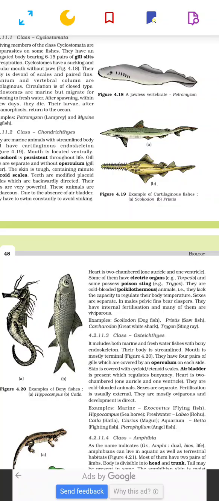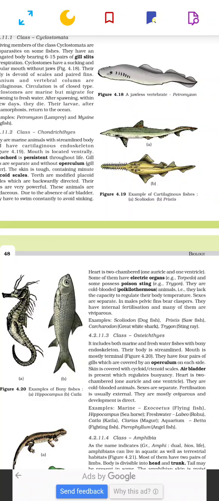Heart is two-chambered, one auricle and one ventricle. They are cold-blooded animals. Sexes are separate. Fertilization is usually external. They are mostly oviparous and development is direct. Osteichthyes are divided into three categories: marine water, fresh water, and aquarium.